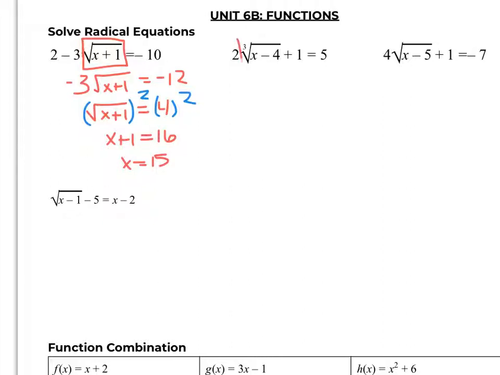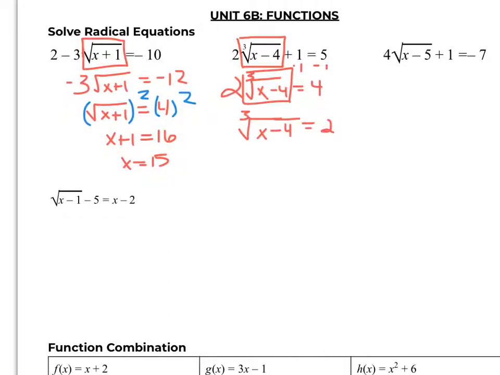The next one is same idea, but we're going to have to cube it in a sec. So 2 cube root of x minus 4. We need to minus the 1. So we get 4. Still not by itself, so we're going to divide by 2. Equals 2. Then to get rid of something with a cube root, we're going to cube both sides. So x minus 4 equals 2 cubed, which is 8. Add 4 and x equals 12.